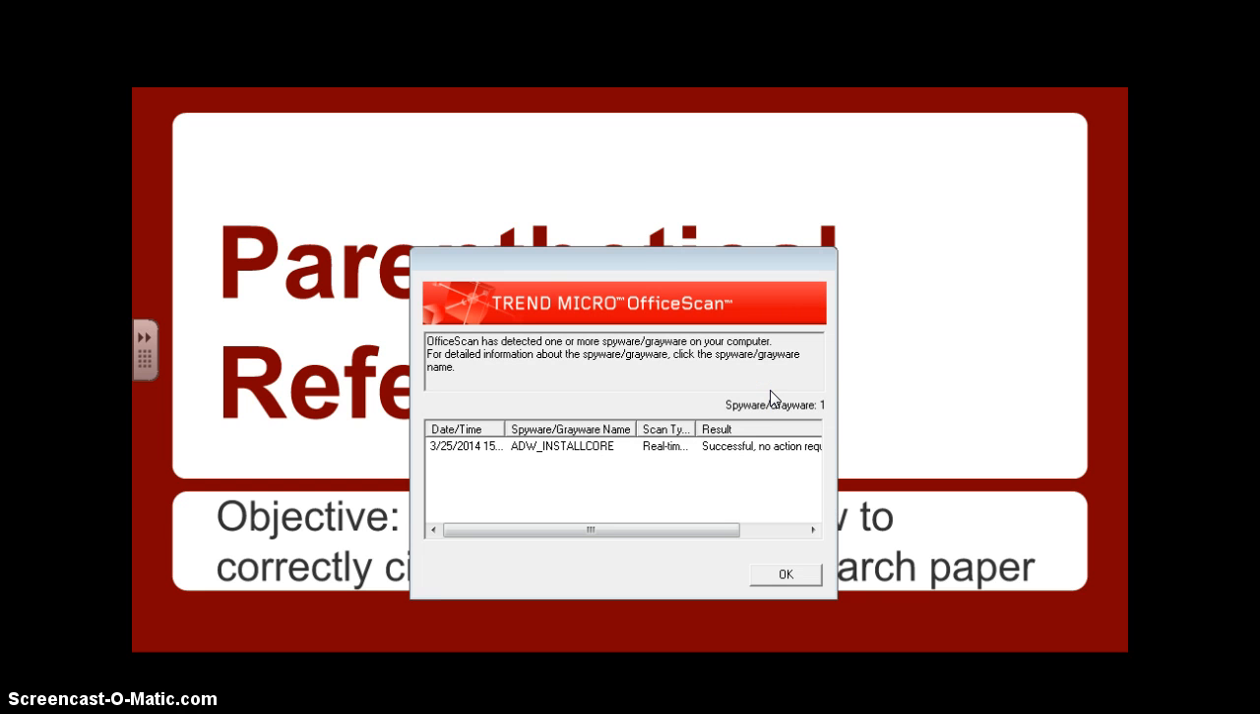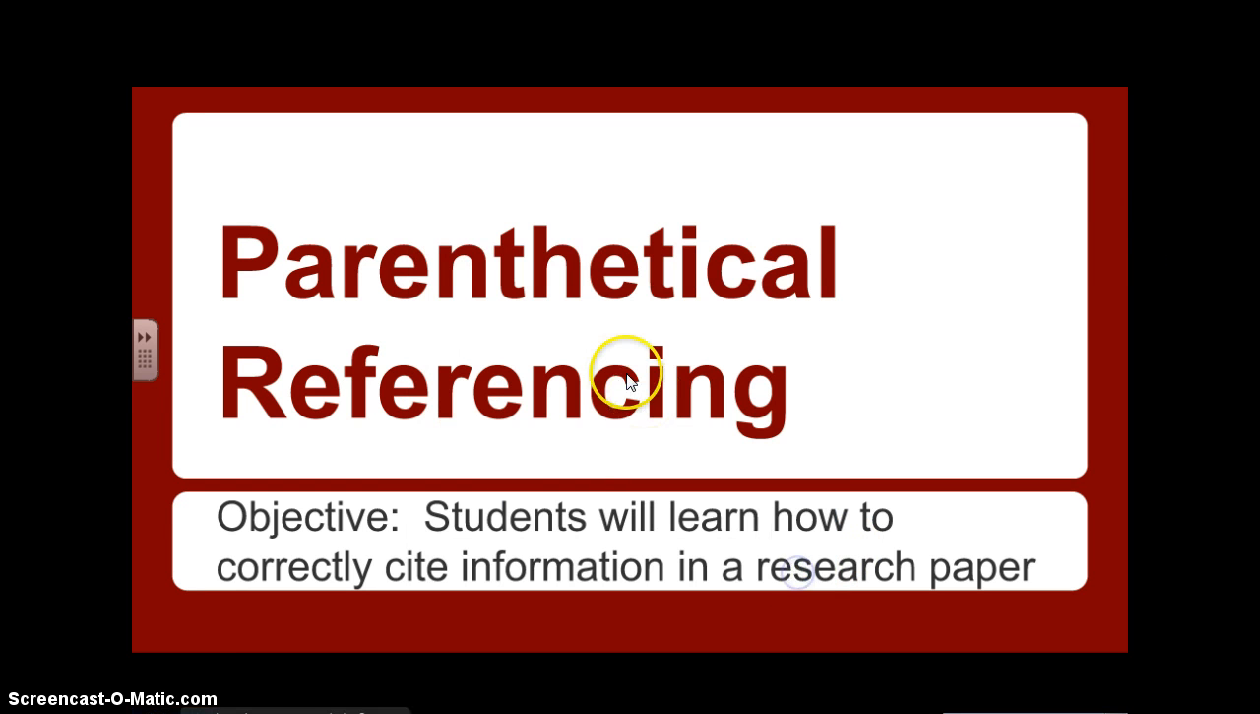Okay, so you all are going to learn about parenthetical referencing. So, yes, you're going to learn how to correctly cite information in a research paper. As you know, you are in the midst of writing a research paper, and you have to cite how you got the information correctly so you will not be accused of plagiarism. We will go over that.